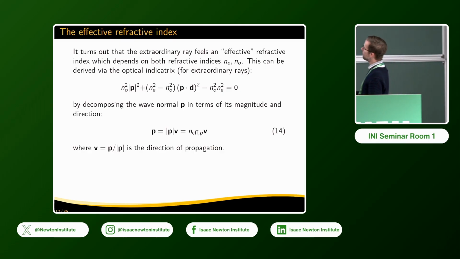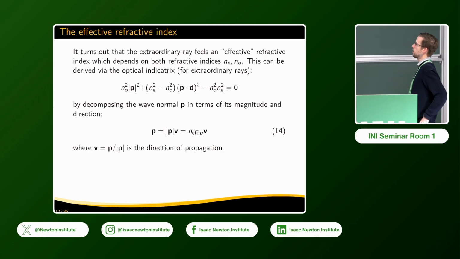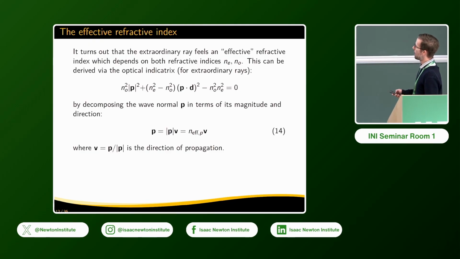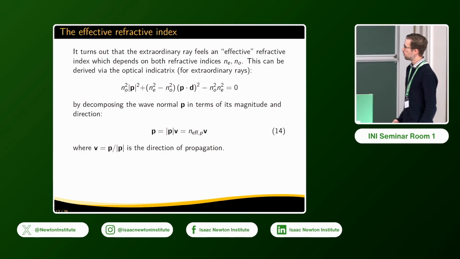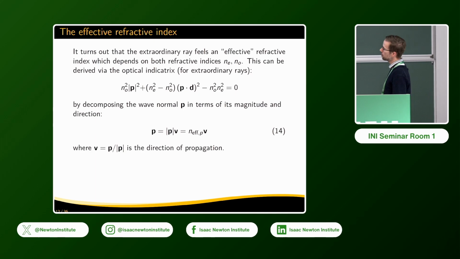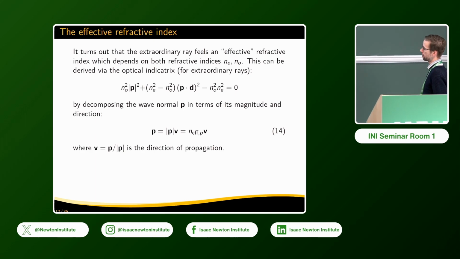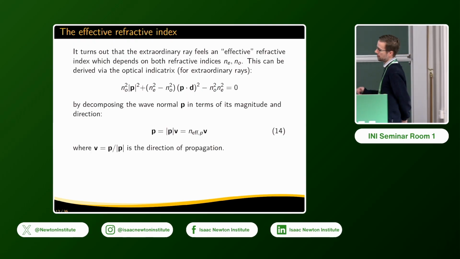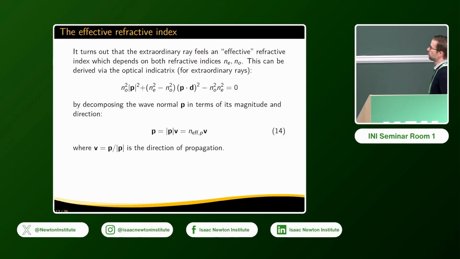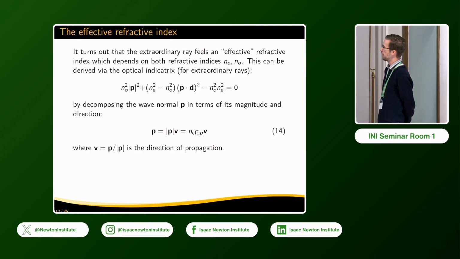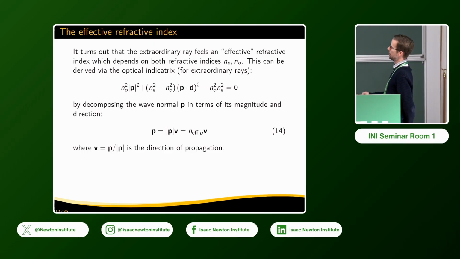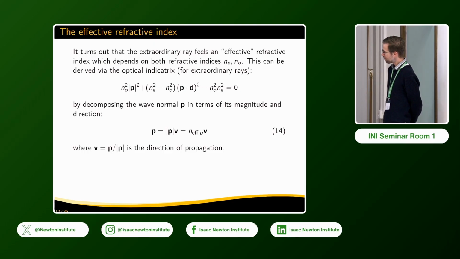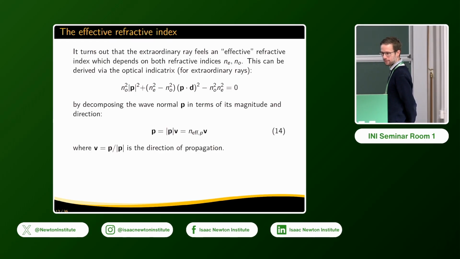And how do you actually find the effective refractive index? It's a straightforward calculation. You can decompose the wave normal vector in terms of its magnitude and direction in this way, and then you can plug this into your optical indicatrix, and quite quickly you can get the effective refractive index. So this is in the uniaxial case. I'll show you what it looks like in the biaxial case later on, but it's a pretty straightforward way to get the effective refractive index in terms of these refractive indices NE, NO, and this director D. Okay, great.